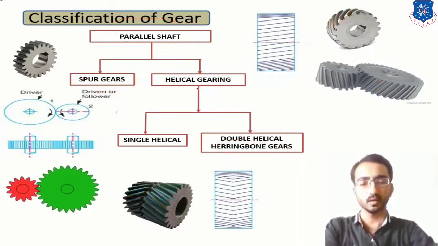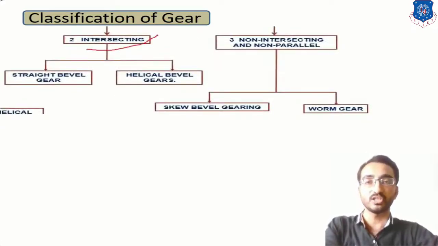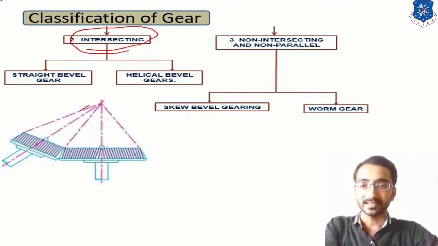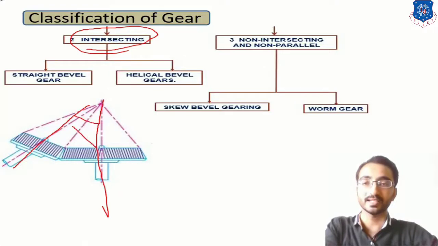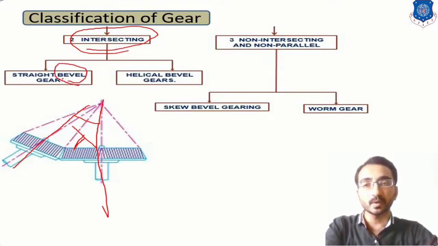Now second, if these gear shafts are intersecting with each other, intersecting meaning, if you consider this diagram, the axis of the first shaft and the second shaft make some angle, for example angle lambda. So if two axes are inclined at a certain angle, then you can use this type of arrangement which is known as a bevel gear. Now these bevel gears are again made up of two types, straight bevel and helical bevel.